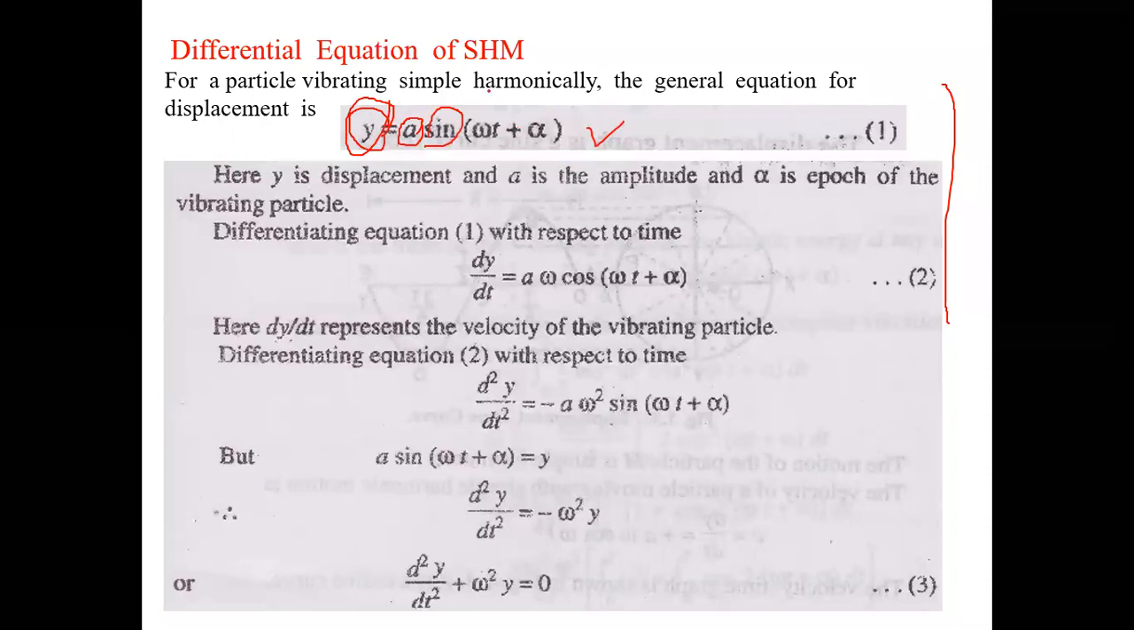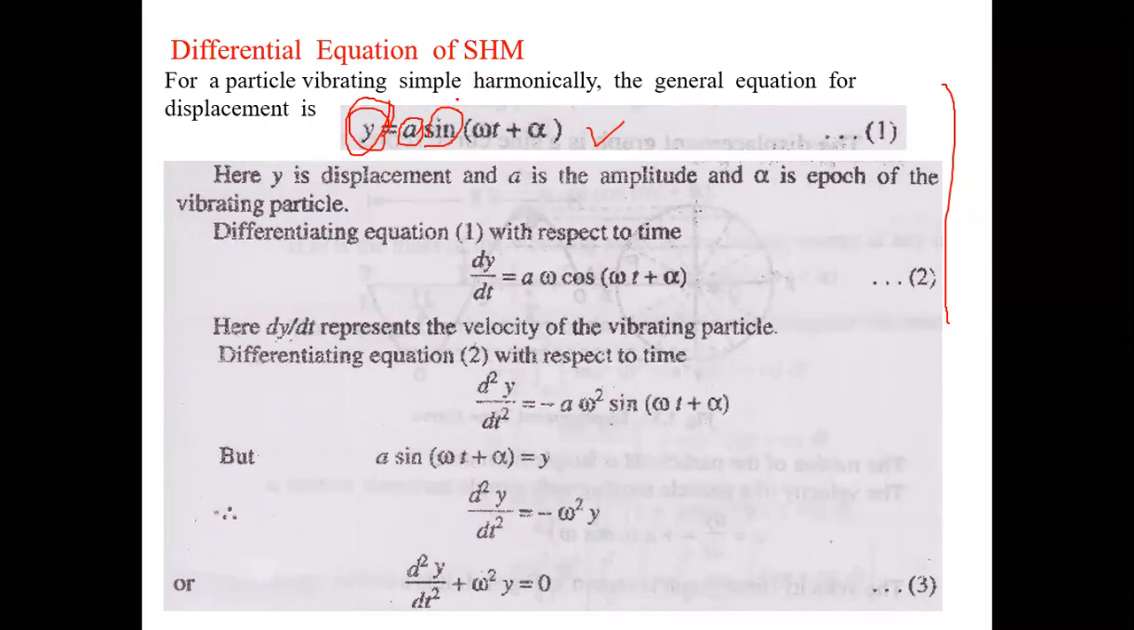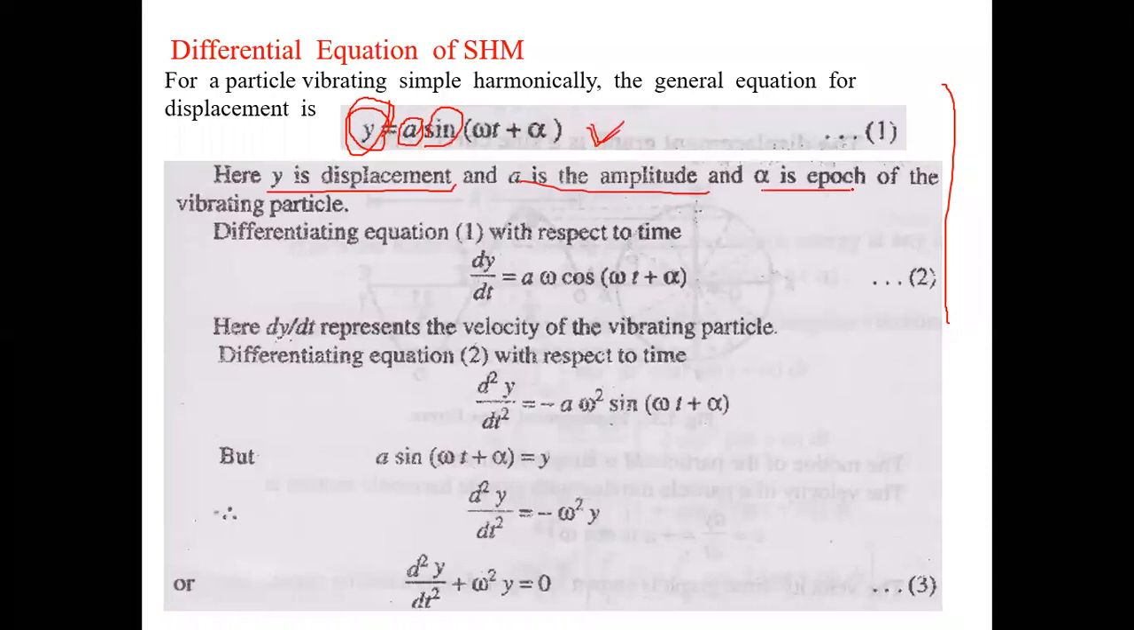Okay, so for a particle vibrating simple harmonically along the y-axis, we can write y equal to a sin(omega t plus alpha), which is actually similar to x equal to xm cos(omega t plus phi). In this case, y is the displacement of the particle at any instant t, a is the amplitude, and alpha is the phase angle or epoch of the vibrating particle.